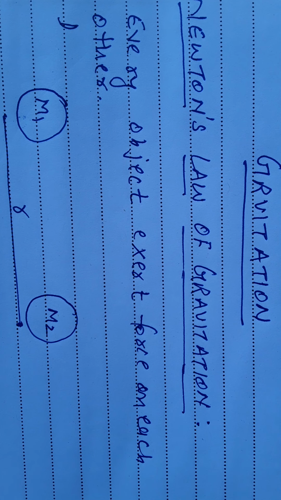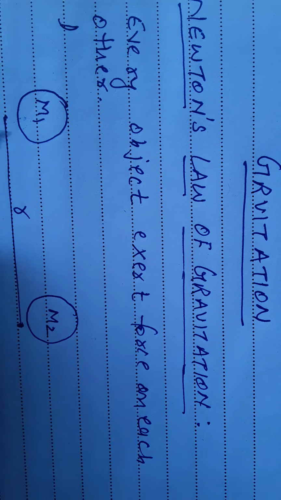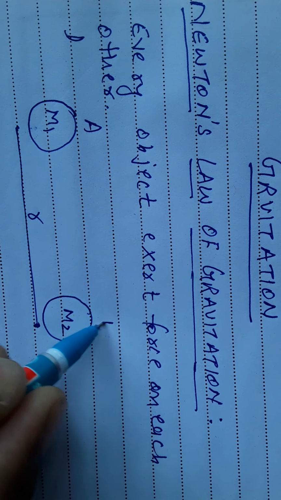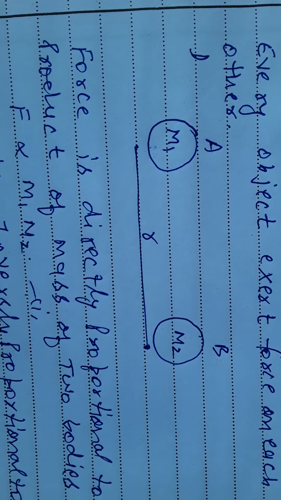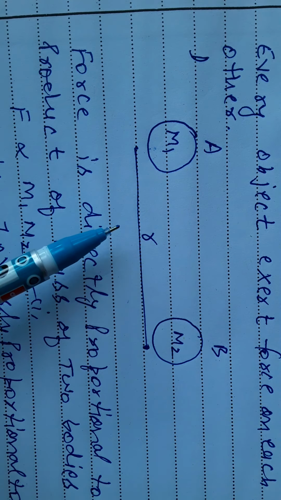In this lecture we will start unit 6, that is gravitation. And in gravitation, the first topic is Newton's law of gravitation. According to Newton's law, every object exerts force on each other in this universe. Let two bodies A and B having mass m1 and m2 such that small r is the distance between them.